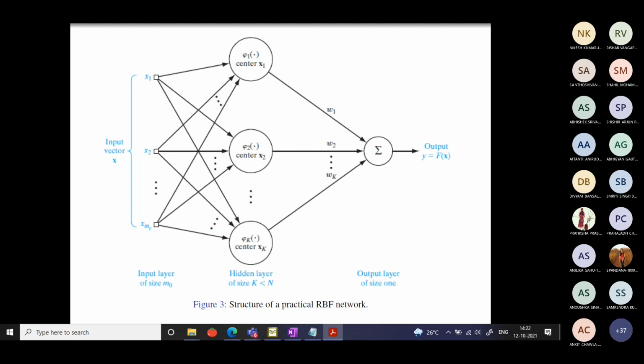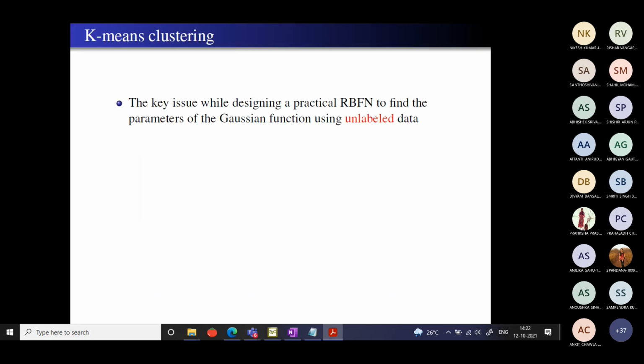This is about clustering, and some sort of formalism will be associated with that. We'll look into it so that we can formalize how to reframe this clustering part, as far as RBFN is concerned, so that it becomes recursive in nature. K-means clustering is what we will be doing.